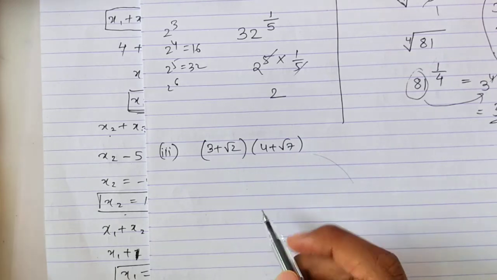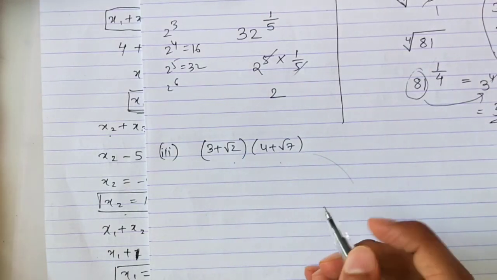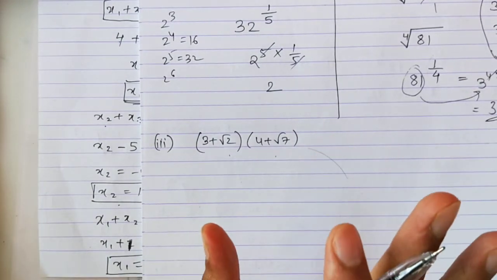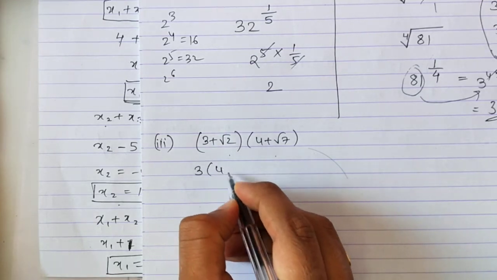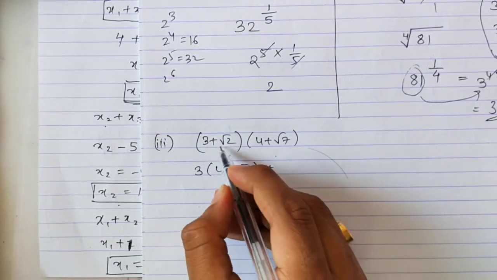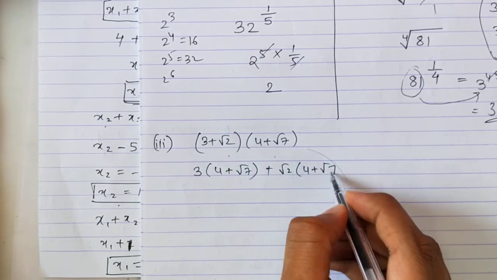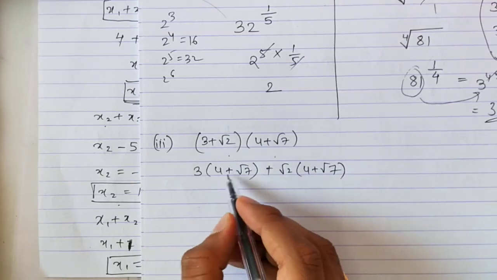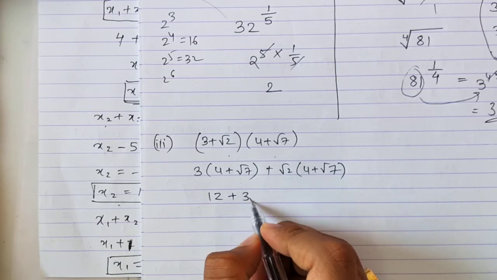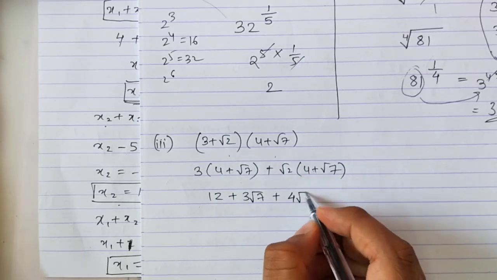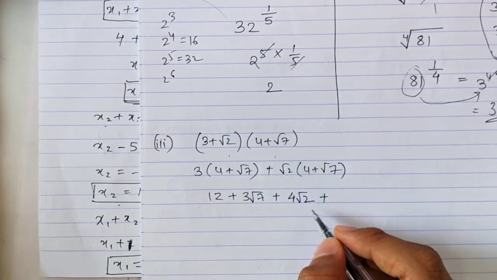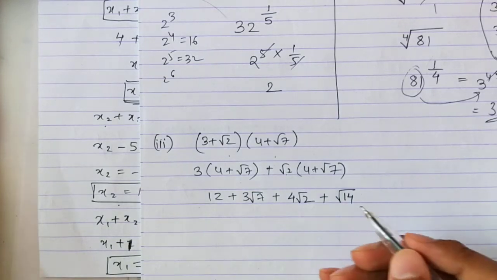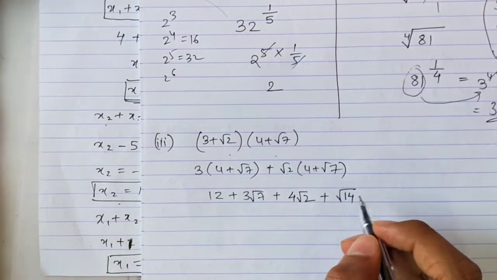Three plus root 2, 4 plus root 7. This is my question. You have to just open the brackets here. Nothing else. A simple opening of brackets. So this is 3 into 4 plus root 7 plus the second term root 2 into 4 plus root 7. Just open the normal brackets. 3 4s are 12. 3 into root 7 is 3 root 7. Root 2 into 4 is 4 root 2 plus root 2 into root 7. The numbers get multiplied. 2 7s are 14, so it becomes root 14. This is my answer. That's it.